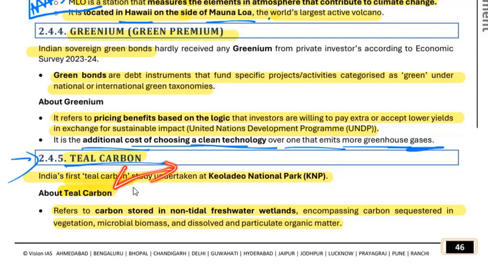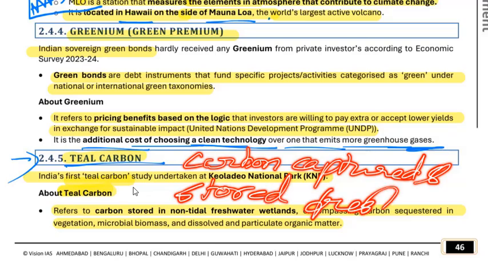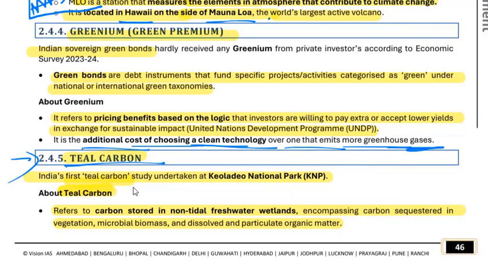Teal Carbon is actually a new concept that refers to the carbon captured and stored by the freshwater ecosystem. Okay, so what is this Teal Carbon? This refers to the carbon captured and stored by the freshwater ecosystem. Freshwater ecosystem like what? That is lakes, rivers, wetlands, ponds, etc.